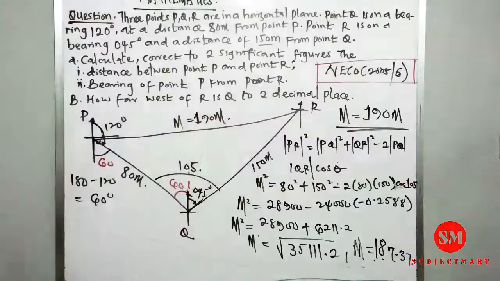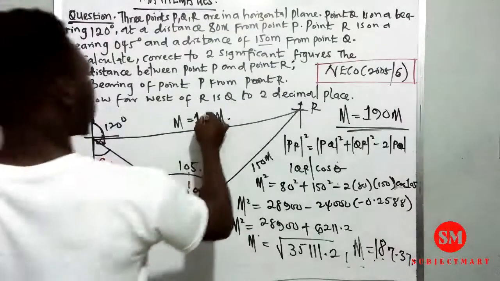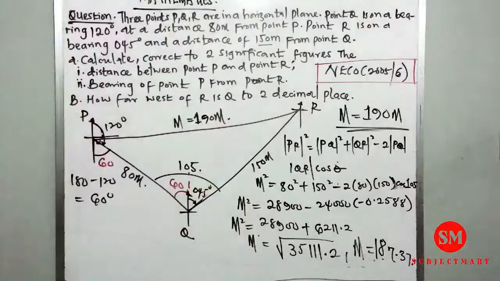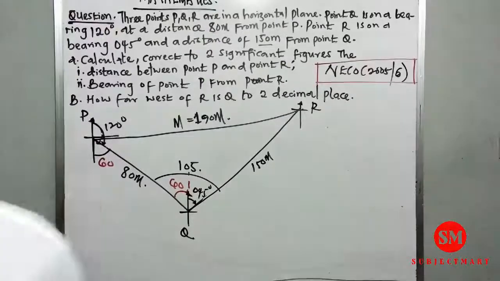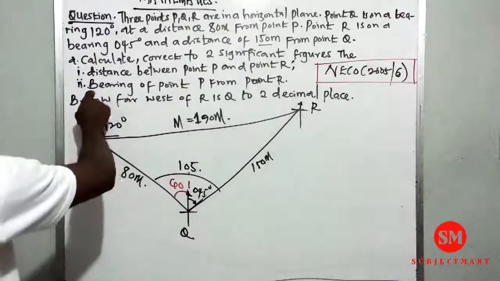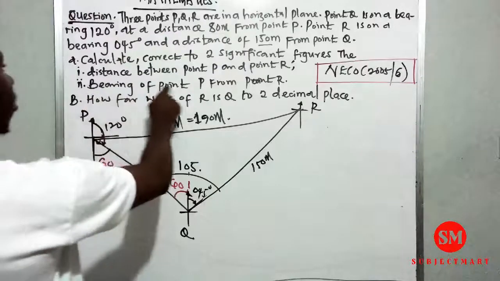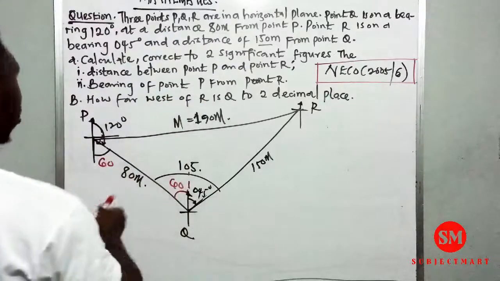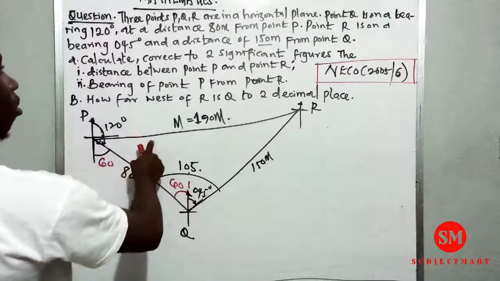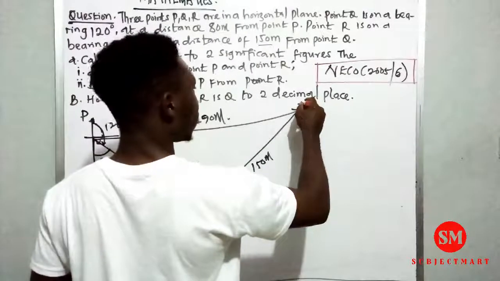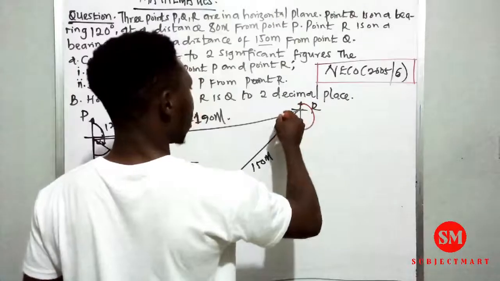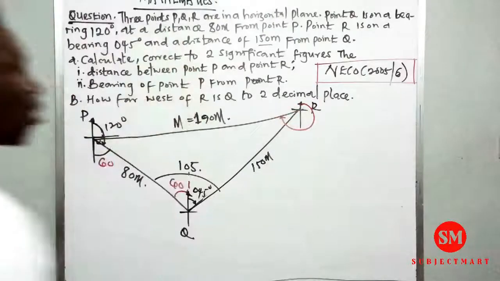Let's digest this before we go ahead to solve the other question. So going further, the question here asks us for the bearing of point P from point R. So the question asks us to find the bearing of P from R, that is from here to here. That's what the question asks us to find.